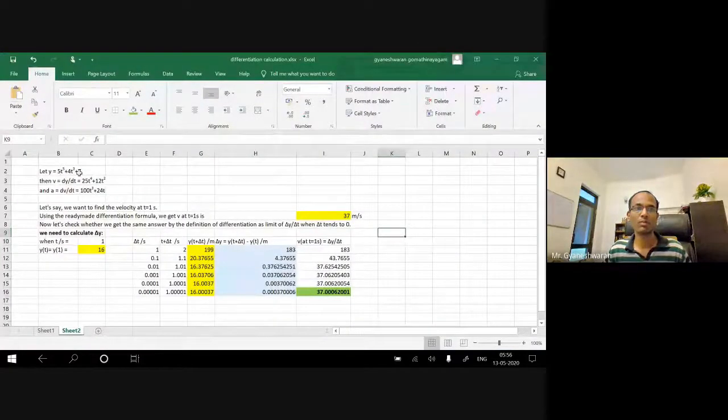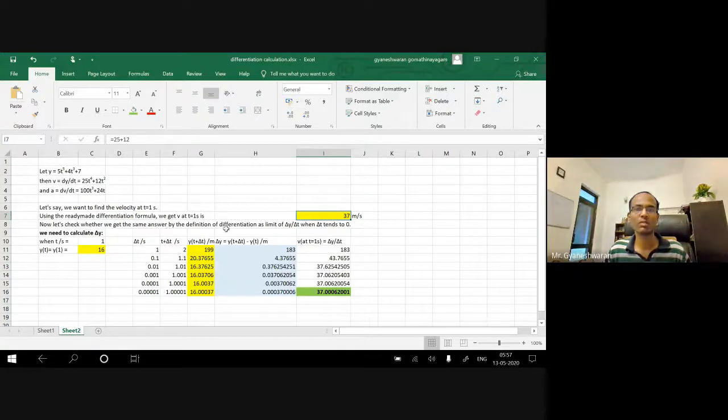So here I have typed the equation y, the equation v, and the equation for acceleration a, but we are not going to do acceleration now. You can do it as an extension for yourself to practice. So let's say you want to find the velocity at t equal to 1 second. If we use the ready-made differentiation formula, at 1 second the velocity is 37 meter per second. This is just 25 into 1 power 4 plus 12 into 1 squared, which is 25 plus 12, which is 37.